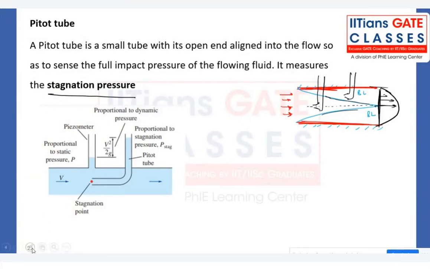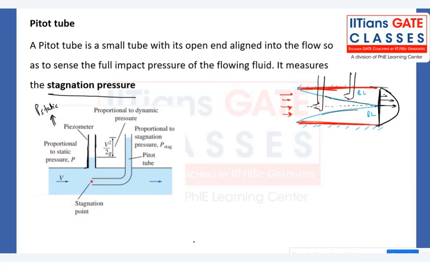Now that is the first thing. Second thing, a pitot tube is a small tube, right, with its open end aligned to the flow direction, and the other end is open to the atmosphere. It alone cannot measure the pressure or velocity of the fluid. We have to insert a piezometer also, as you can see. This piezometer will help us to get the value of P static, the static pressure. That rho g h we can get by this piezometer.